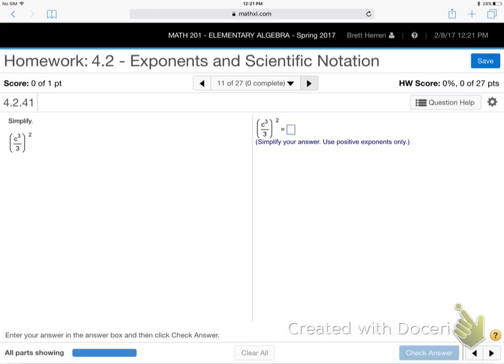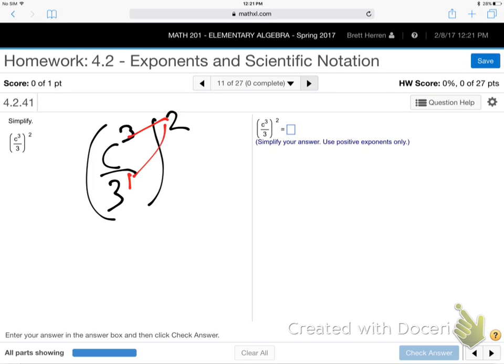This was some fraction stuff, but the rules remain the same. So c to the third over 3, all to the second. What rule am I talking about? There's a power outside of parentheses. So what do powers outside of parentheses do? Multiply powers with powers. So carefully, that 2 is going to multiply their other powers, right? So what invisible powers are really in there? There's a 1 on the 3. So the 2 goes boom, boom. Is that good? Powers with powers. So we get c to the 6th over 3 to the 2nd.